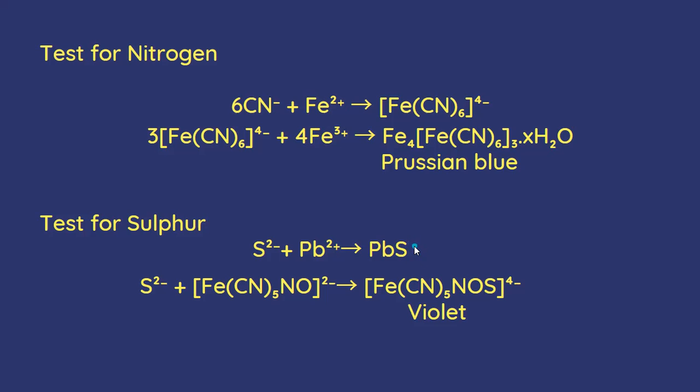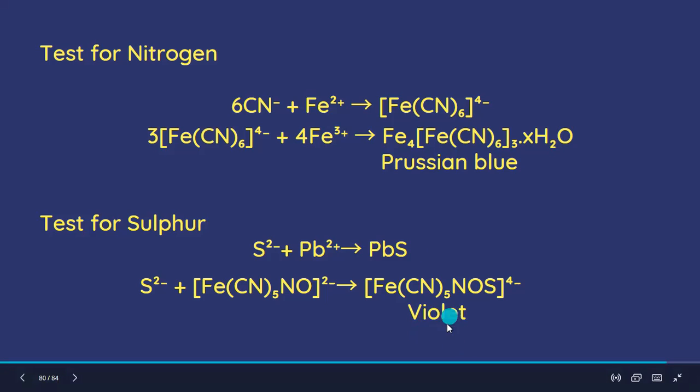And this indicates that there is sulfur present. There is another method by which we can figure out if sulfur is present. We'll be heating the sodium fusion extract with sodium nitroprusside, and this in turn leads to the formation of the violet complex, and that shows that sulfur is present.